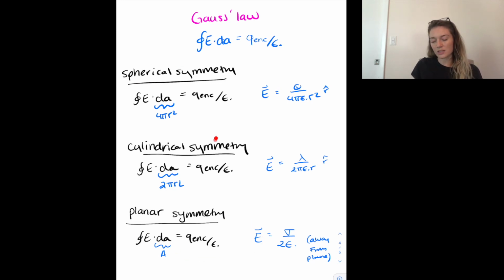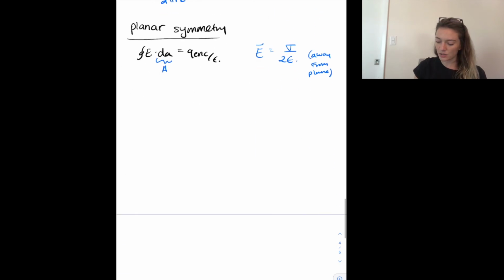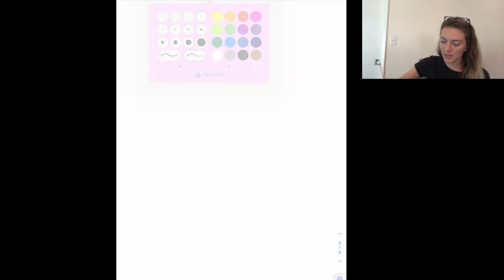So really your spherical symmetry and your cylindrical symmetry are the ones that you might see, like I said, coaxial cylinders or concentric shells, or an insulated sphere. We did one problem with the insulated sphere. Okay, so those are the main takeaways from Gauss's law. Now let's move on to electric potential. So electric potential is our other big topic.